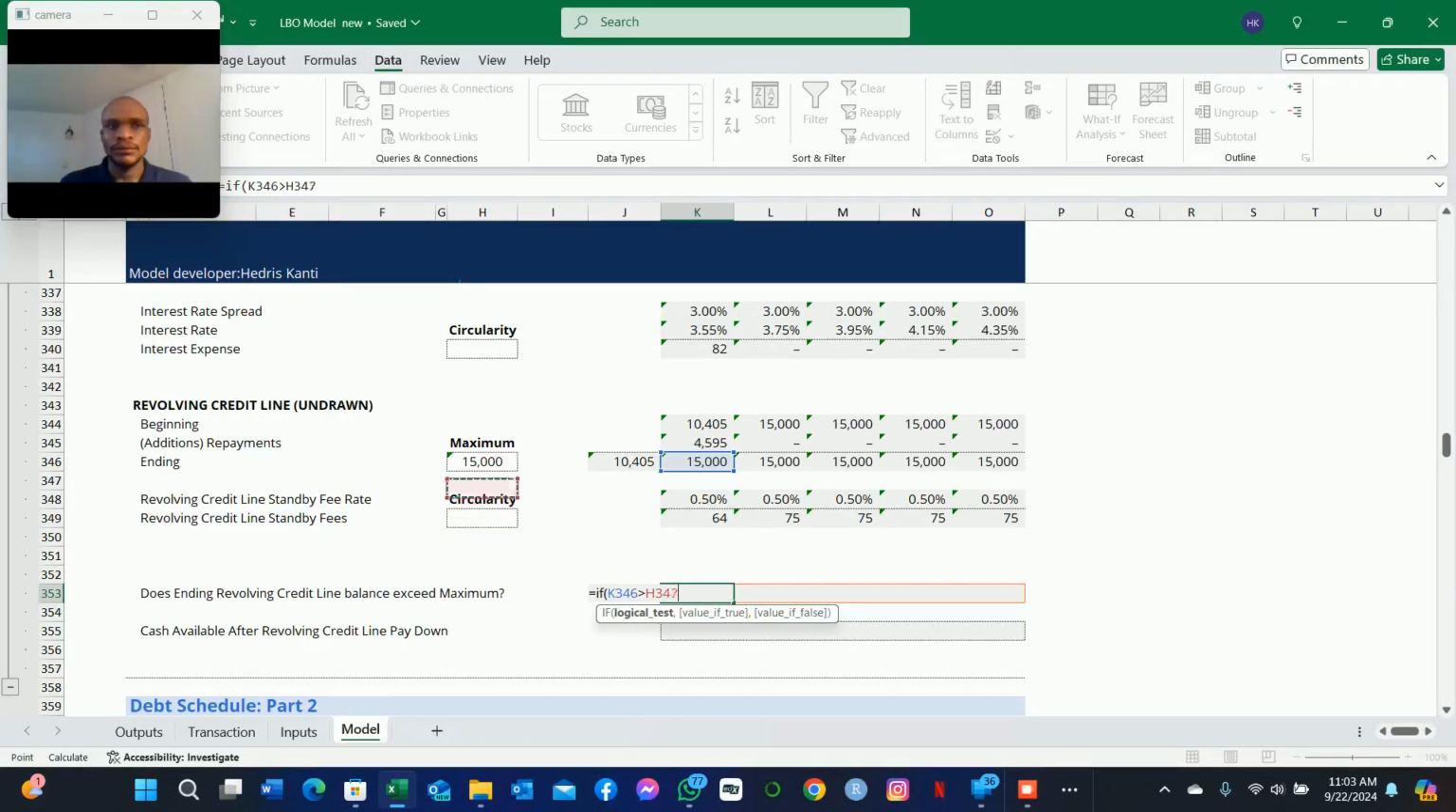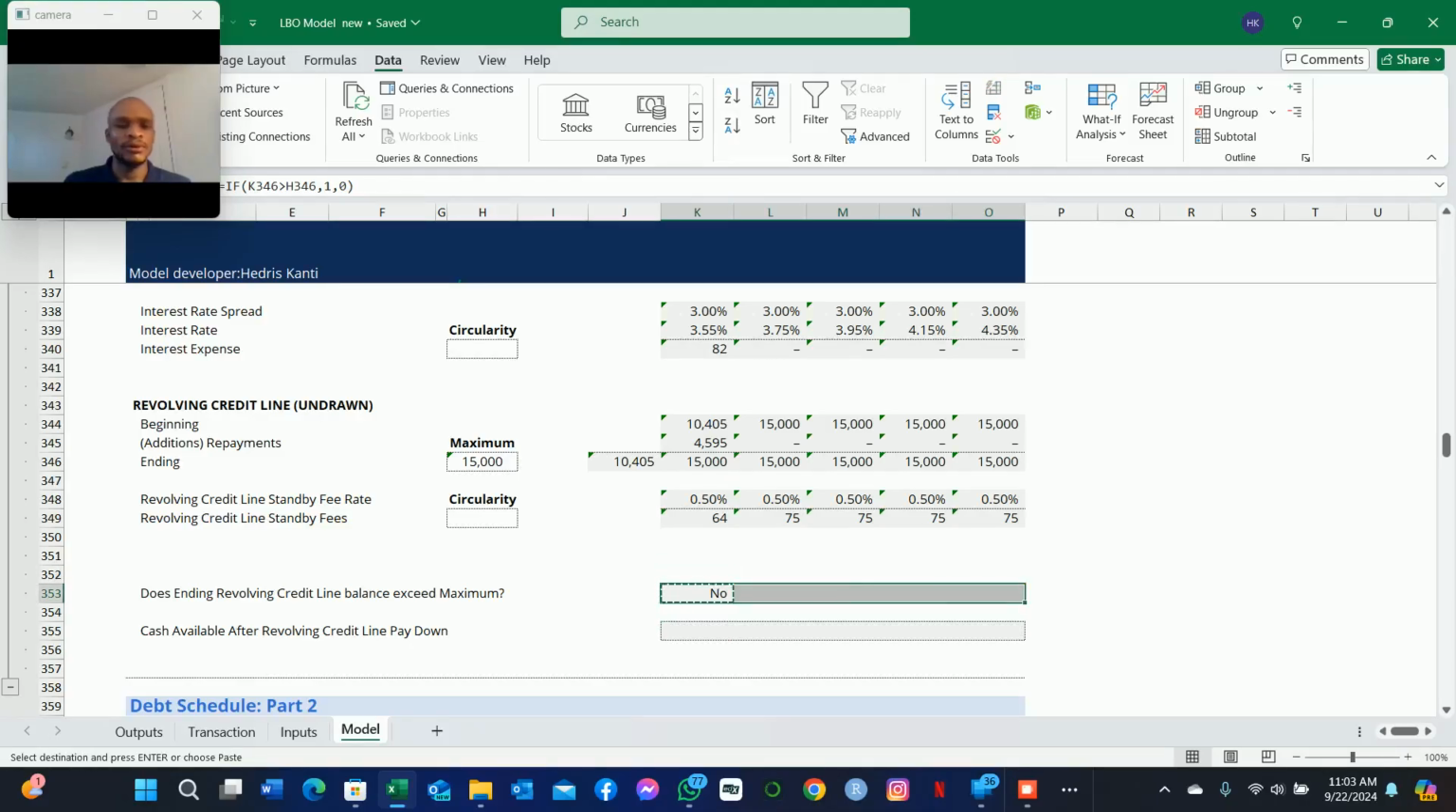So what we are saying here is that if this ending balance for the additions to the line of credit is ever greater than this amount, that is the maximum amount, then give us a yes, otherwise give us a no. So we have custom formatted these cells to show yes and no. The 1 indicates a yes and the 0 indicates a no. We can close the bracket and press enter.